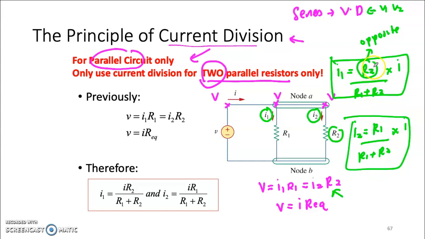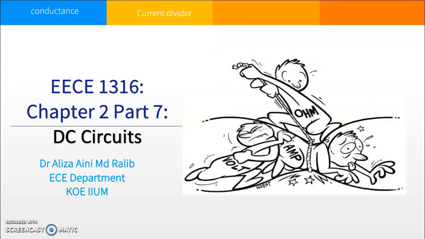I1 is the opposite, R2, divided by the total resistance, multiplied by the total current. And I2 is the opposite resistance, that is R1, divided by the total resistance, multiplied by the total current. So that's how you get the current division. Okay, so we see more examples in our class.